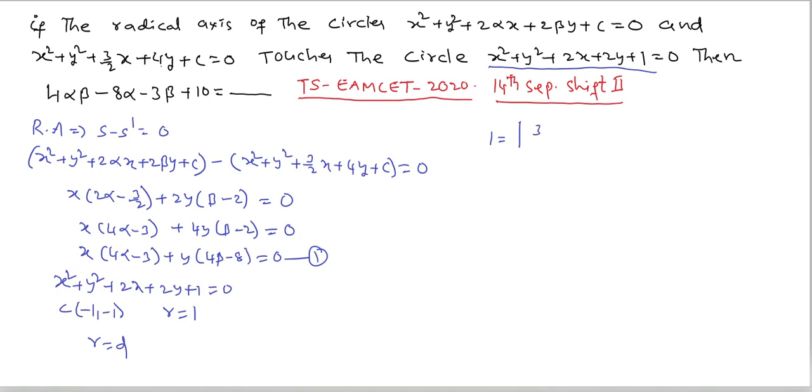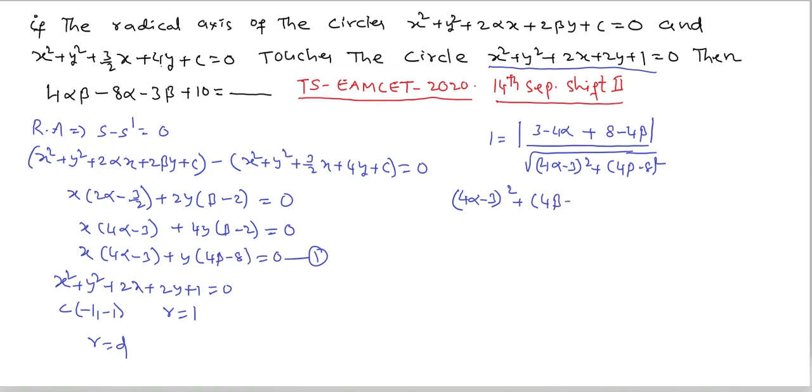It is 3 minus 4 alpha plus 8 minus 4 beta by under root of 4 alpha minus 3 whole square plus 4 beta minus 8 whole square. So cross multiplication and squaring on both sides: 4 alpha minus 3 whole square plus 4 beta minus 8 whole square is equal to minus 4 alpha minus 4 beta plus 11 whole square.